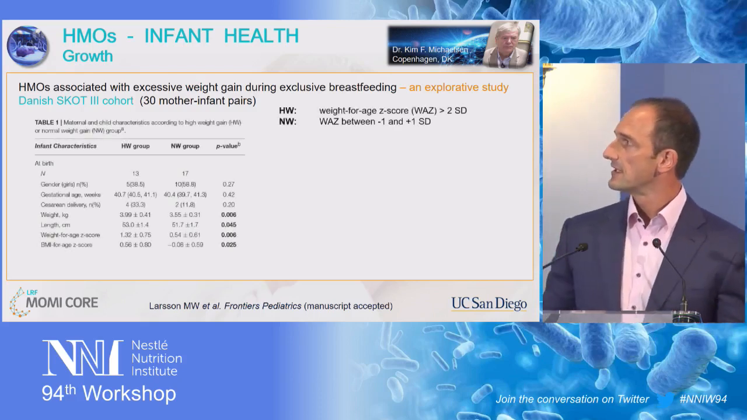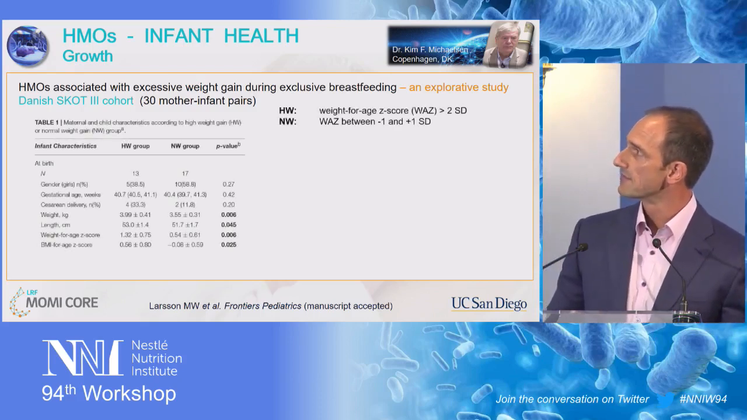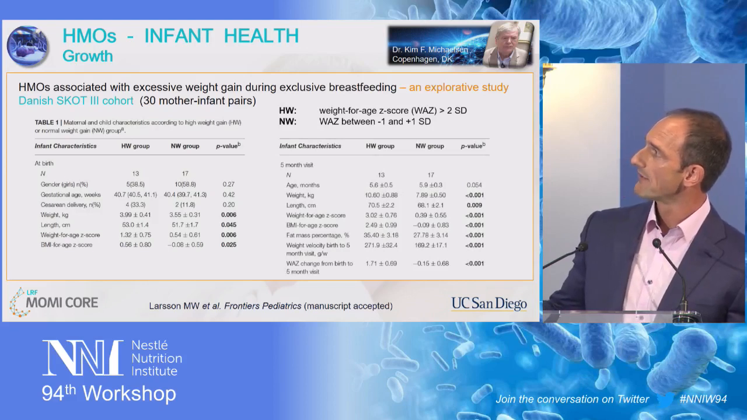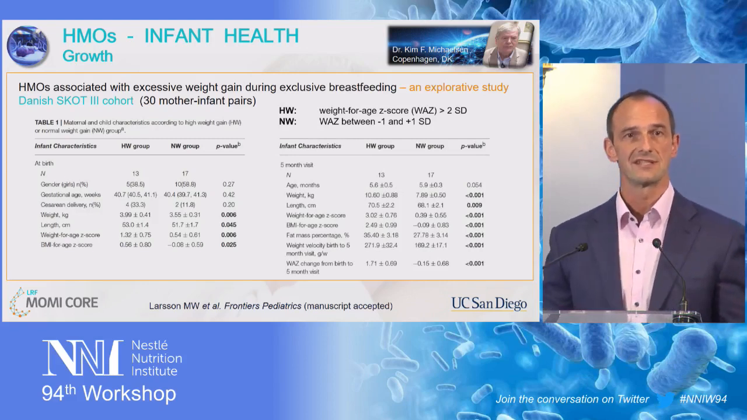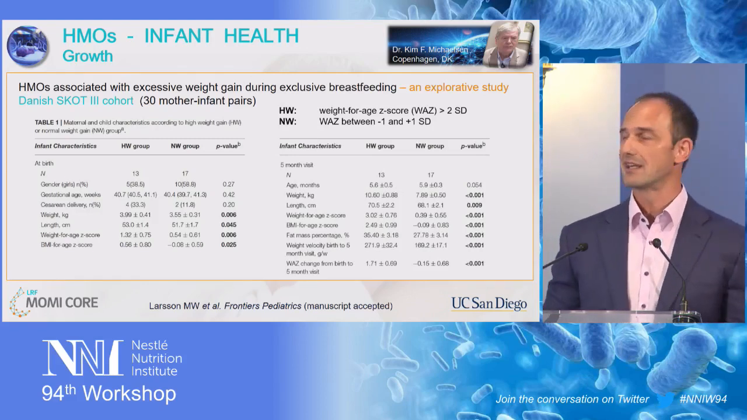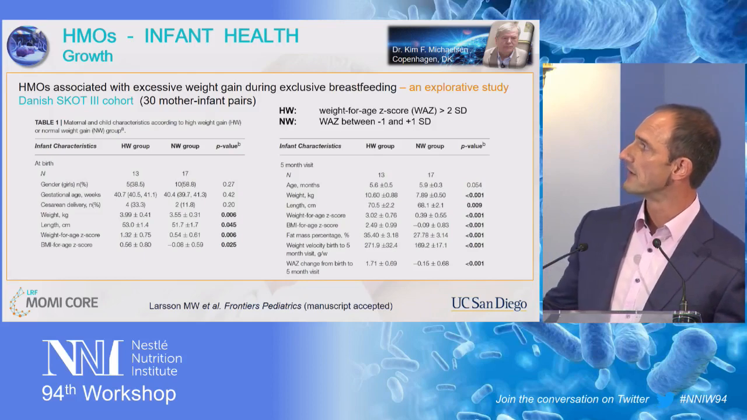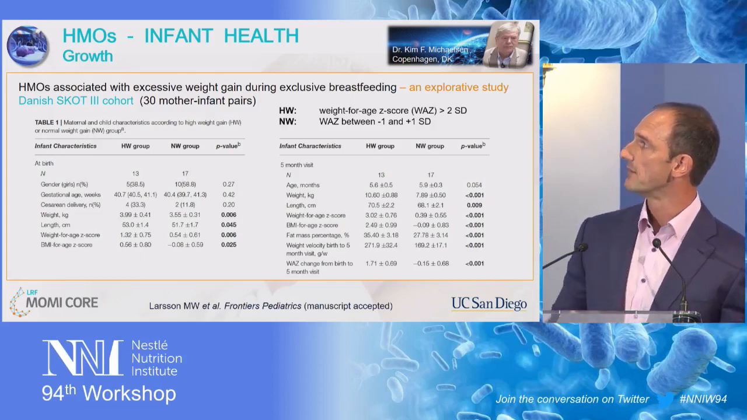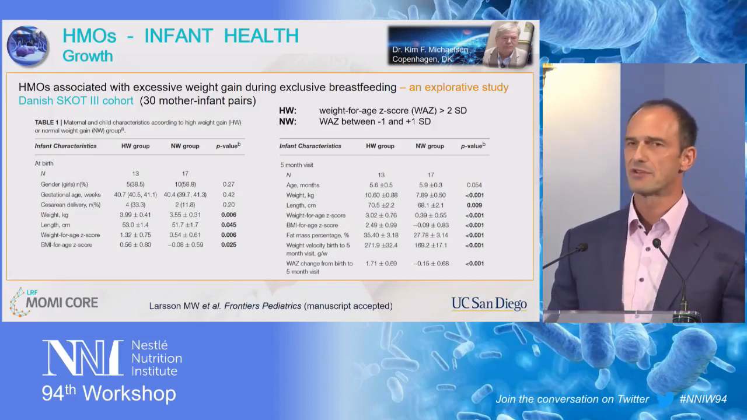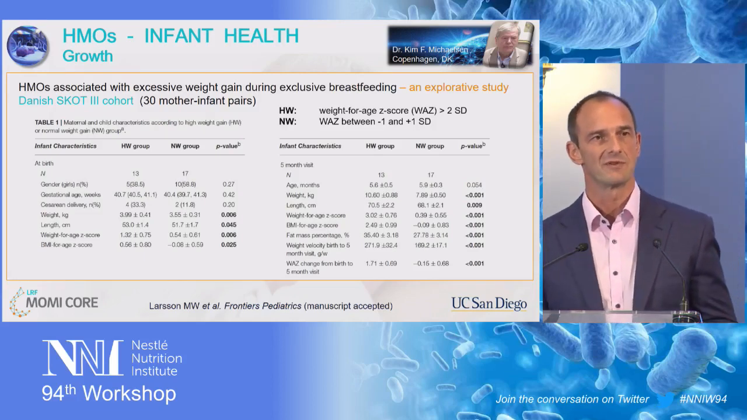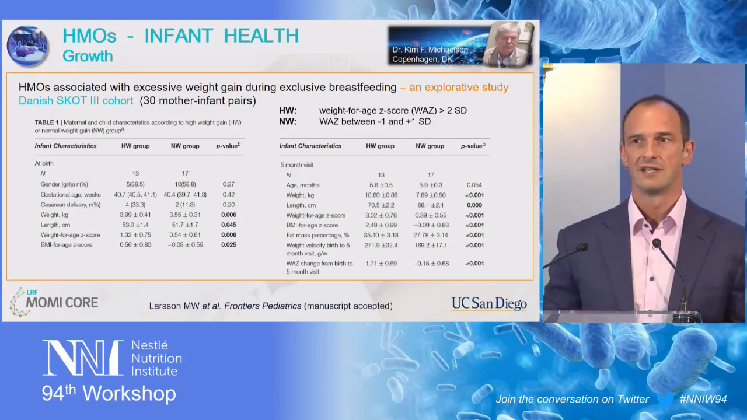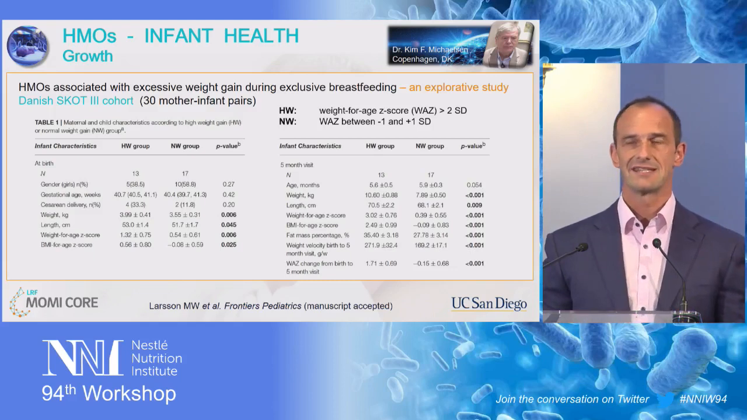So if you look at the characteristics of these, there is a high weight gain group with a weight-for-age z-score over 2 standard deviations. So these are gaining weight extremely quickly. And then the normal weight group here is between -1 and +1 standard deviations. And we wanted to know, is there a difference in the oligosaccharide composition between these two different groups? Can oligosaccharides explain this immense excessive weight gain in these infants?